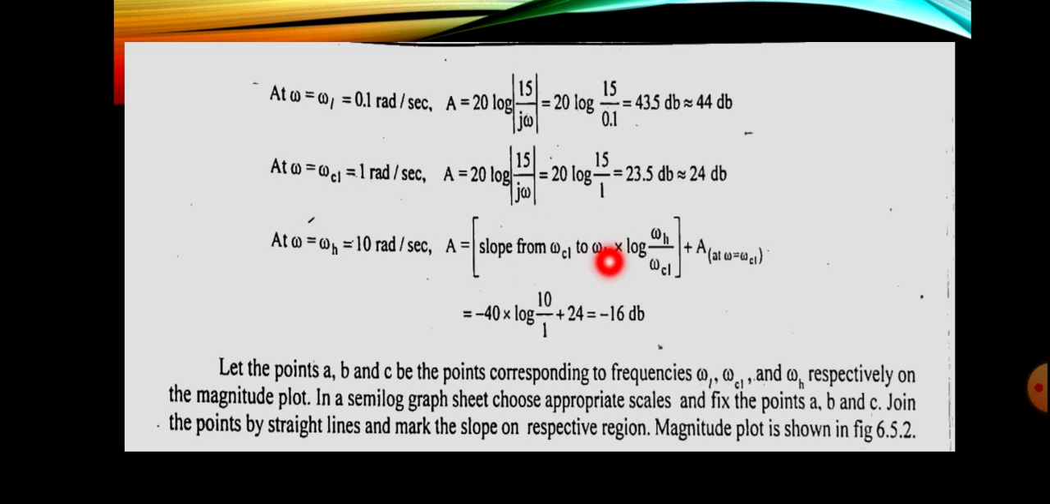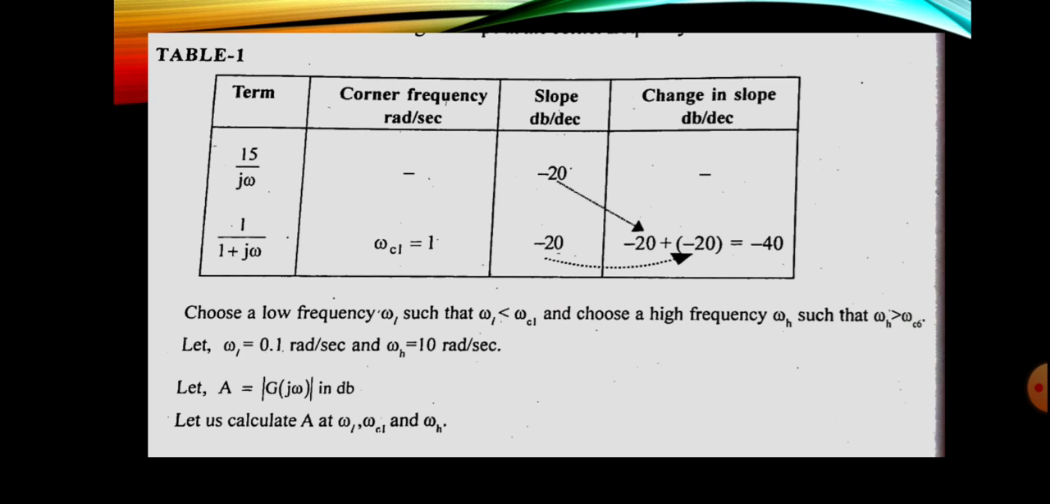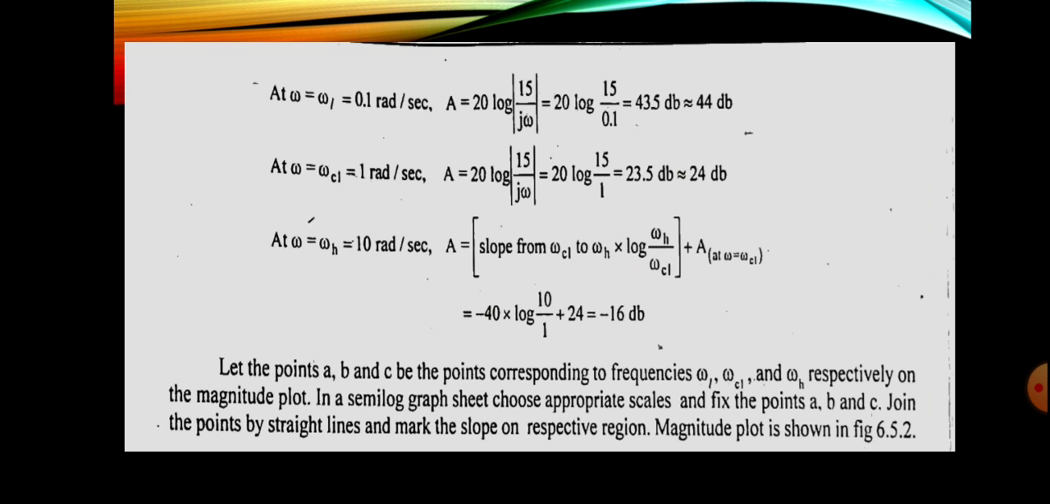For finding the slope from omega C1 to omega H, we have to go to the table. See here, you can see that this is the slope. The change in slope at this point is obtained by minus 20 plus minus 20, that is equal to minus 40 dB. So we substitute: slope from omega C1 to omega H is minus 40 into log omega H by omega C1, where omega H is 10 and omega C1 is 1, plus the gain at omega equal to omega C1. What is the value of that gain? That is 24, which is written here. So that will be equal to minus 16 dB.